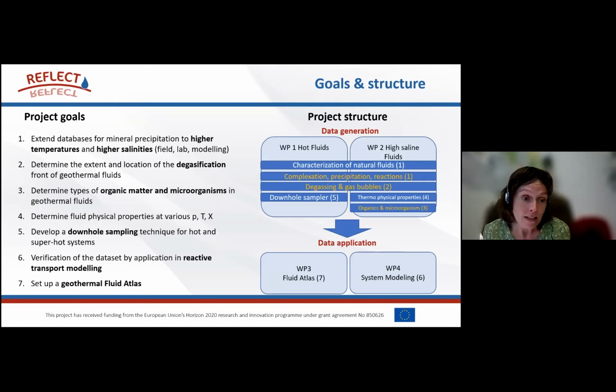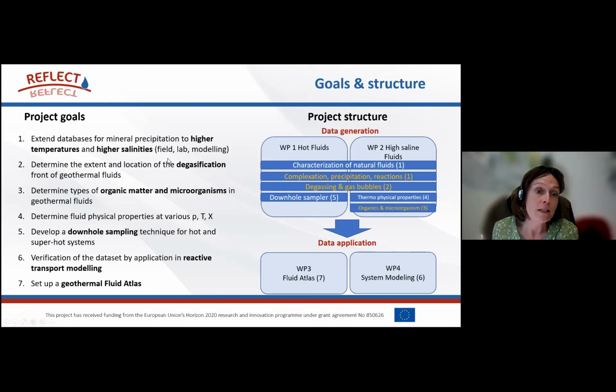For that, we defined 7 goals in the REFLECT project. The goals are listed on the left-hand side, and the structure of the project is shown on the right-hand side. So the structure follows the goals. What we want to do is to extend databases for mineral precipitation to higher temperatures and higher salinities in field, lab, and modeling. This is basically work packages 1 and 2. So we divided the very high temperature fluids and the very high saline fluids and properties here.